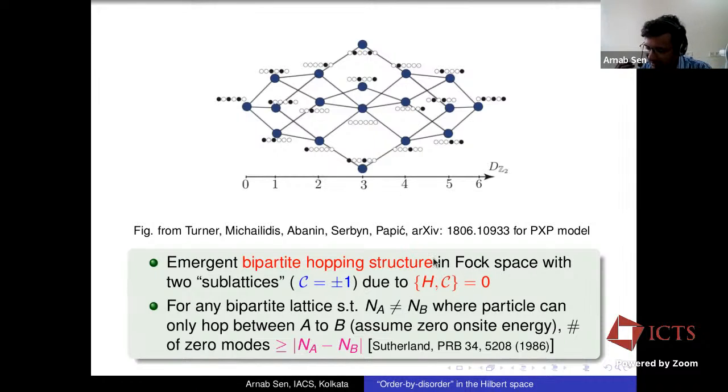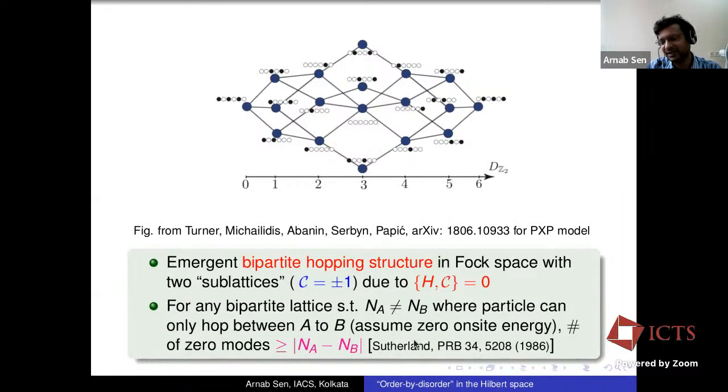Now let's say I switch over from this many body problem in Fock space to a one body hopping problem. In a one body hopping problem, it's well known that if you have a bipartite lattice where there is an imbalance between the number of points in sublattice A and sublattice B, maybe you can just say that c equal to +1 is sublattice A and c equal to -1 is sublattice B, then just from linear algebra, you can show that the number of zero modes is bounded above by the sublattice imbalance.